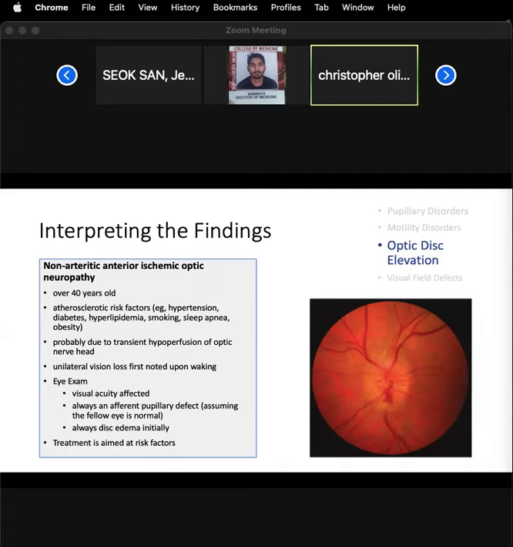You can have a patient who complains of waking up with poor visual acuity or loss of vision, then we consider this above 40 years old and with risk factors. So eye exam, you have a poor VA, there is an RAPD, and the disc is edematous initially. So there is optic disc elevation. Treatment is aimed at risk factors.